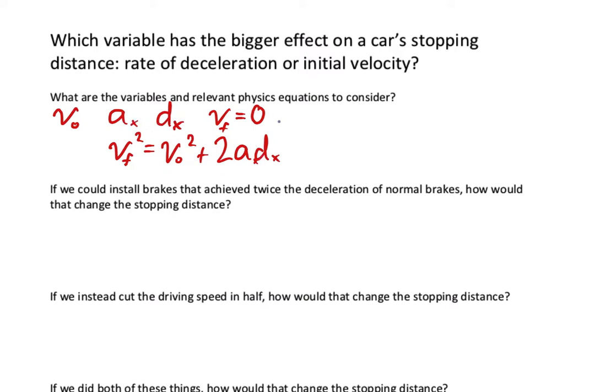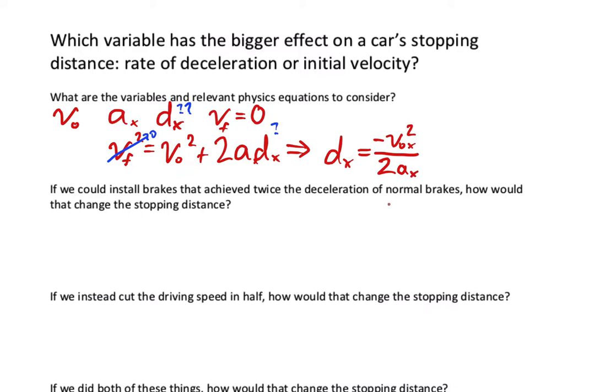And we said, hey, the thing we're making a claim about is effects on stopping distance, right? So I'm going to get that alone. If the v final is 0 and I solve to get the stopping distance alone, well, this equation rearranged is going to be d equals v original squared over 2a.